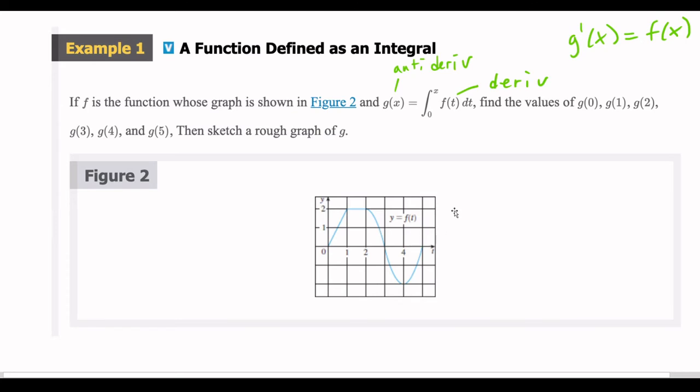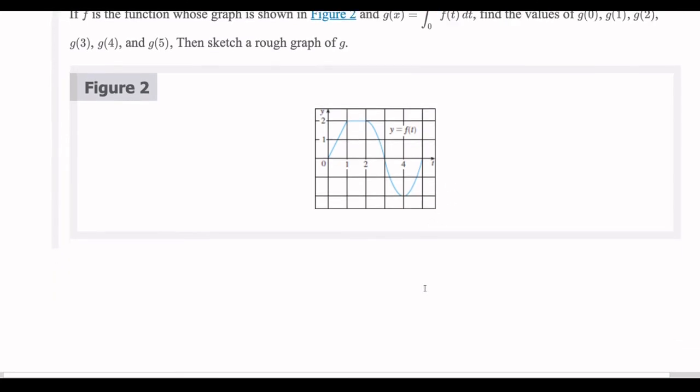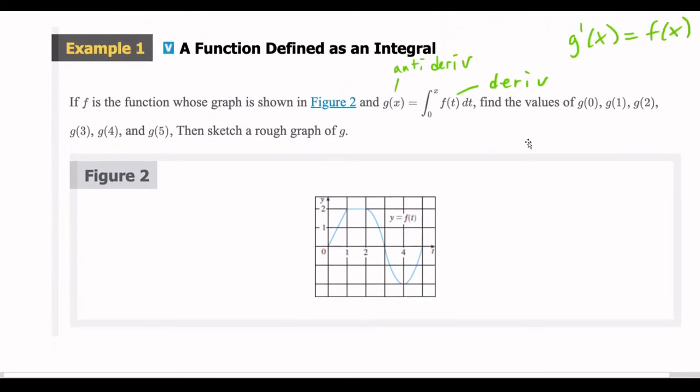So how do I do something like this? Well, it's just like we did before. There's a solution down there that we'll look through, but let's quickly do one together. Let me switch back to purple here. It says find g of 0, g of 1, g of 2, g of 3, g of 4, g of 5, and then sketch a rough graph of g, which we'll do together. So g of 0. How do I do that? Well, just plug into the integral. That's always your first step, especially when you're first feeling this out.